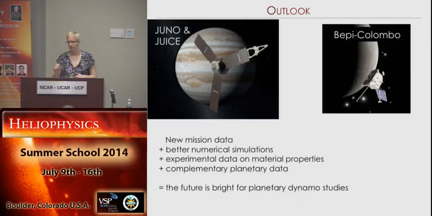So with that, I will end and take questions, and just quickly say the future is bright here, okay? We've got new mission data coming from all sorts of new missions. We're going to have better numerical simulations. Simulations always get better, as far as I'm concerned. There will be tons of new experimental data on things like material properties, plus all sorts of other planetary data. So I think we're going to get a lot more information about this in the future. I'll stop there. Thanks.